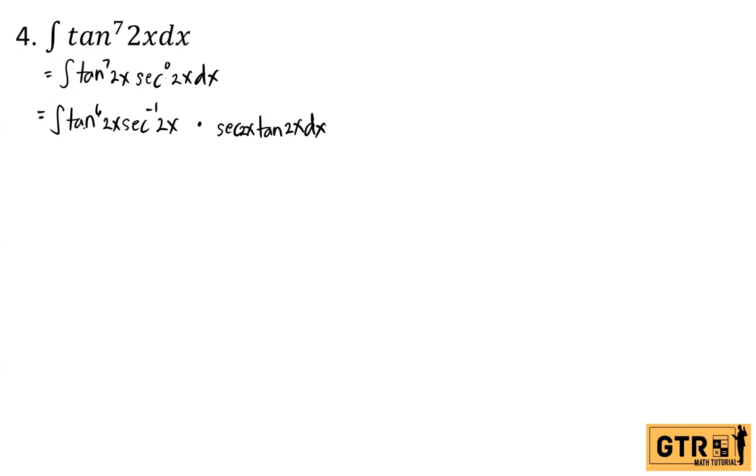Now we must express this in terms of powers of secant. We don't have a direct identity for tangent to the 6th, so we can write this as tangent squared 2x raised to the third power. The identity for tangent squared is secant squared 2x minus 1, and then cubed.